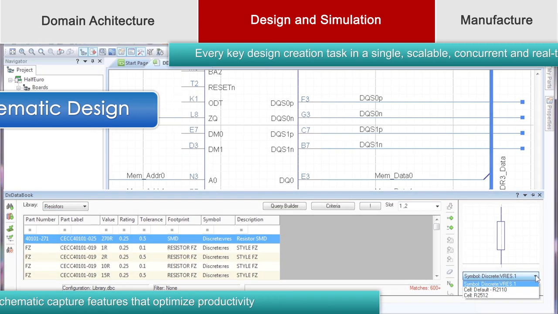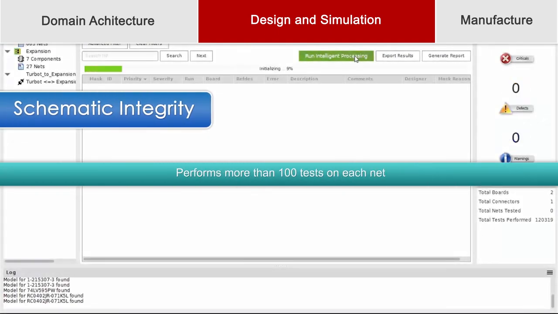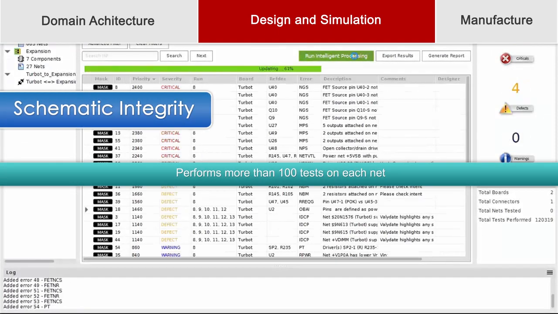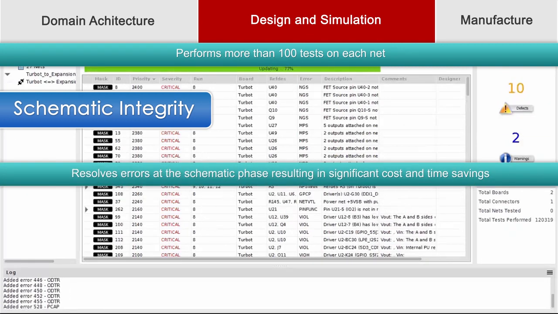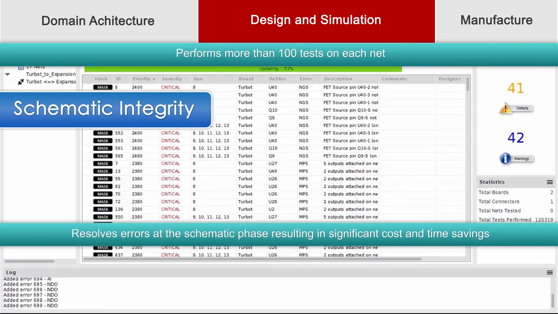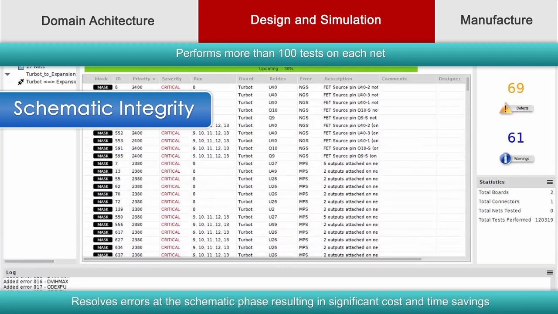Xpedition's schematic integrity analysis enables full inspection of all nets on a schematic using predefined checks and an extensive intelligent model component library, automating more than 100 proprietary checks for each net, improving design quality, and reducing respins.